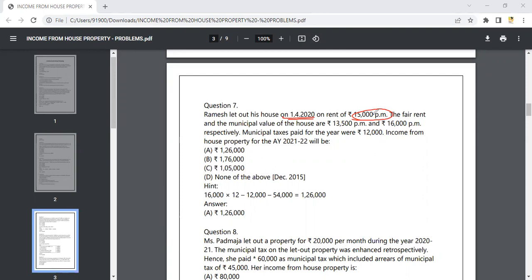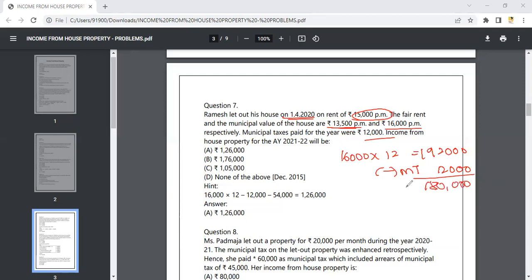Sorry, 16,000 per month. He gets 15,000, and that is the fair rent. The municipal tax of the house is this much, and this is your municipal tax. This is your fair rent, and the municipal tax was 12,000, and you have to calculate the income. So 16,000 per month into 12, we will get 1,92,000, minus the municipal tax, that is your 12,000. So the balance I get is 1,80,000.